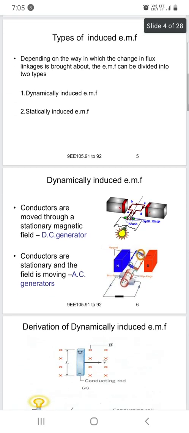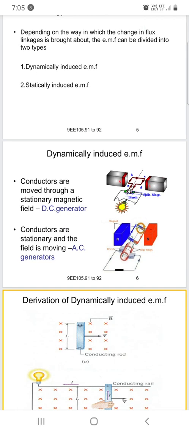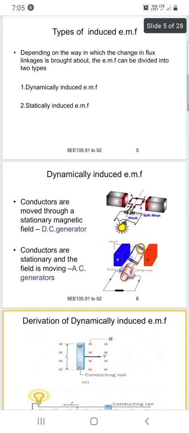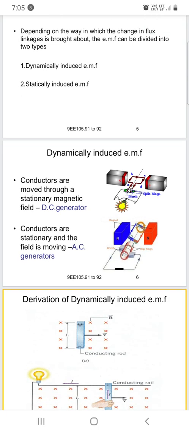Dynamically induced EMF is shown in this figure. This is the diagram for dynamically induced EMF, where a conductor moves through the stationary magnetic field, as in DC generators. The first figure is a DC generator, and the second figure is an AC generator. In the DC generator, the conductor moves through the stationary magnetic field. Here the magnetic field is produced by the N and S poles, and the conductor is placed in the magnetic field.